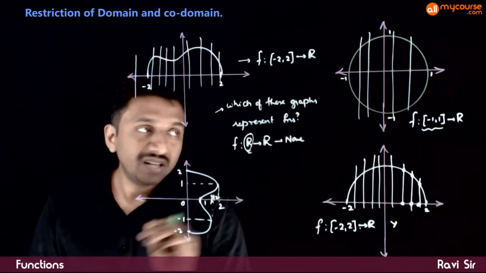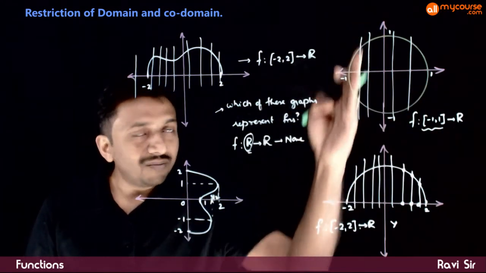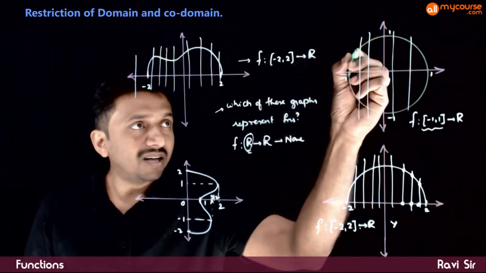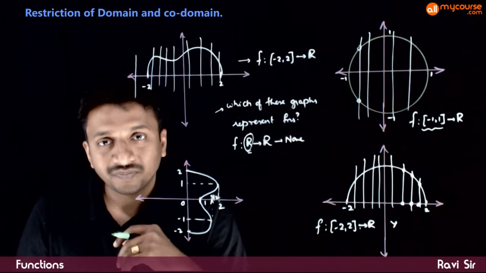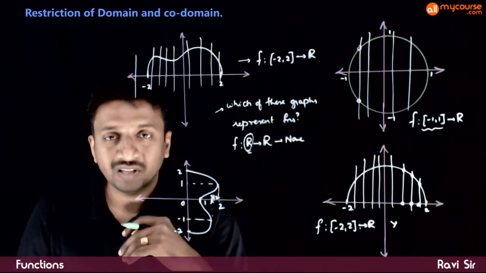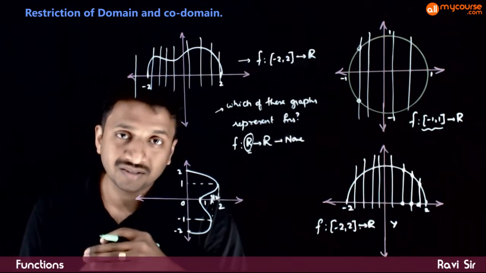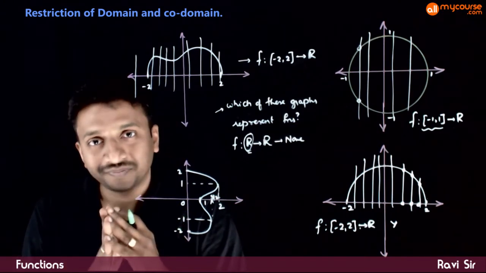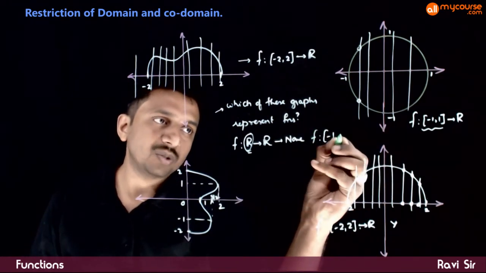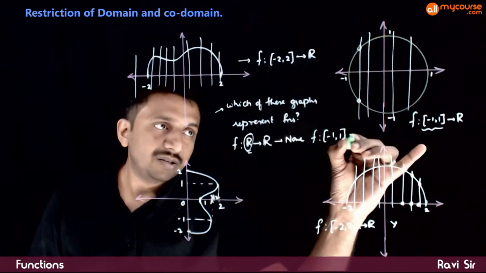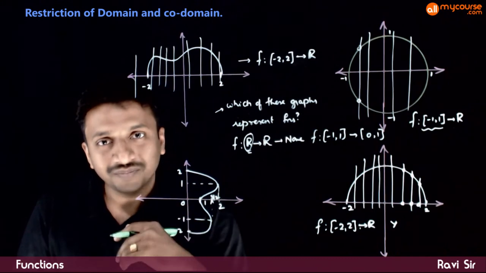Now for this, on the domain -1 to 1, this is not a function, because the vertical line is cutting the curve once above the x-axis and the next below the x-axis. Now to make this a function, what can I do? I can restrict the codomain also. So I say that this function is defined from -1 to 1 to the set 0 to 1. The codomain is only 0 to 1.